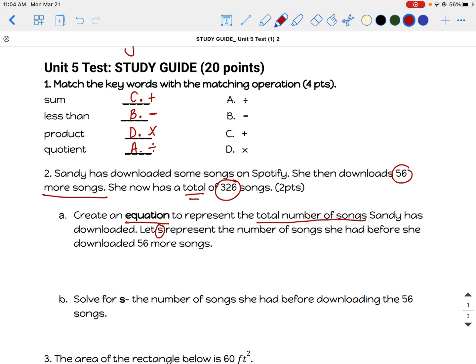All right, so she started with this initial S amount of songs, right? And then she downloaded 56 more, that would be addition, to give her a total of 326. So that should be your equation that represents. Remember, equations need to have an equal sign. And we wanted that equation to represent the total number of songs, which was 326.